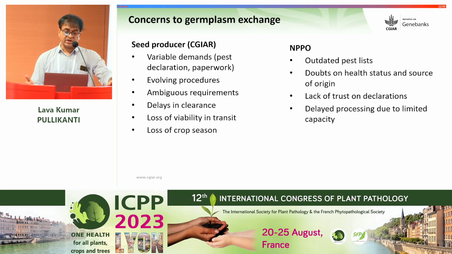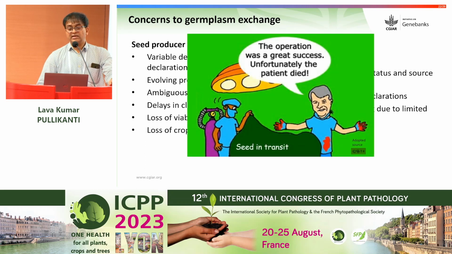At the same time, we also understand where these questions are coming from. Sometimes it is because the pest lists are not updated, doubts on the health status of the source of origin, lack of trust in the declarations, delayed processing. So no matter what the situation is, sometimes we do all these things and still lose seed viability or shipments are lost in transit.